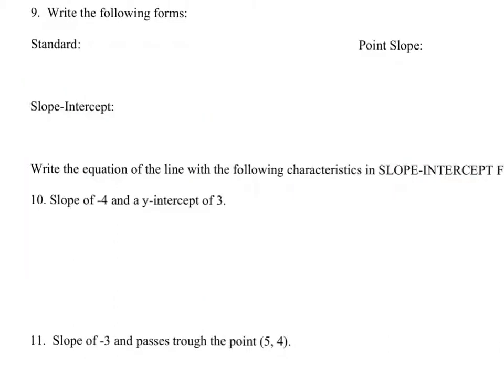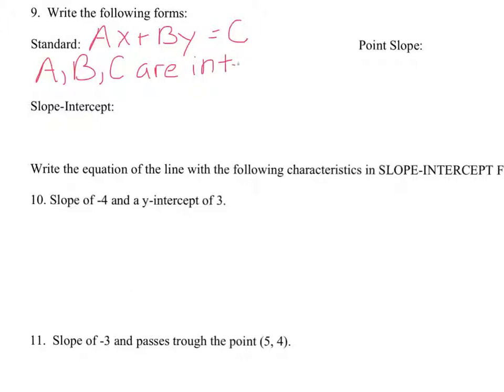On the next page, we want to write the 3 forms of the line of a linear equation. So the first form we have is standard form, and that is ax plus by equals c. And we want to remember that a, b, and c are integers. So we can't have any fractions for a, b, and c. If we do end up with fractions, we just need to multiply by the lowest common multiple of the denominator and get rid of the fractions.